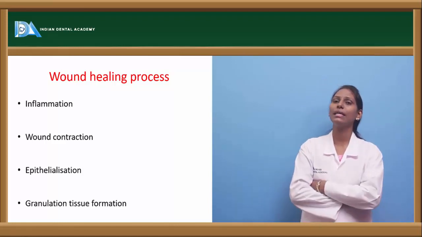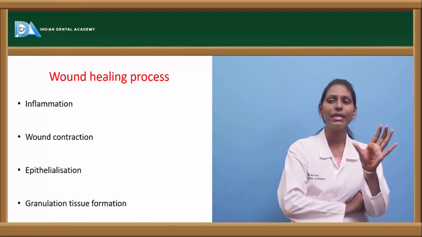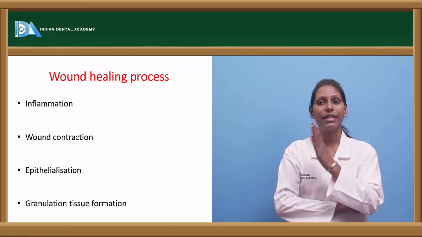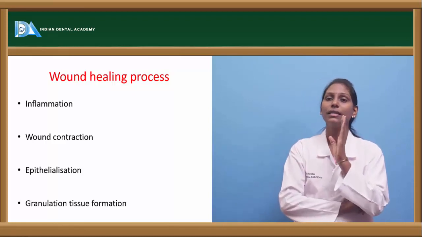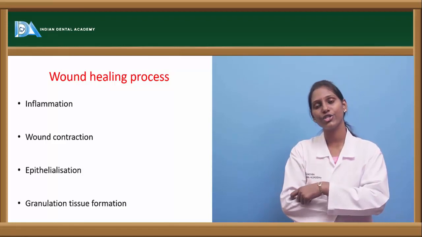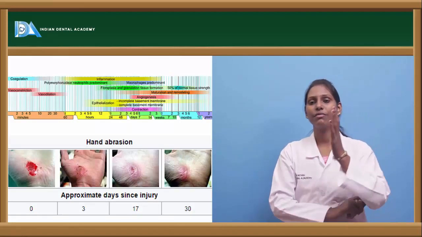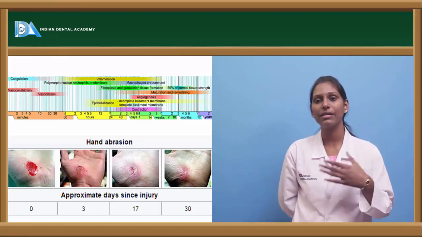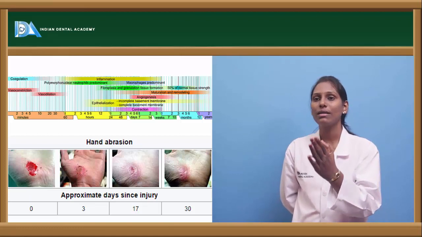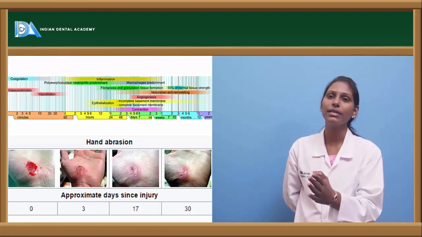Now coming to the wound healing process, what happens? The procedure of this wound healing mechanism usually involves 4 stages. One is inflammation. After that, you will see wound contraction, and then we see epithelialization and granulation tissue formation. In this picture, whenever there is a wound or trauma, within 5 minutes we see vasoconstriction and the coagulation phase happening there. And within the next 30 minutes, what happens?